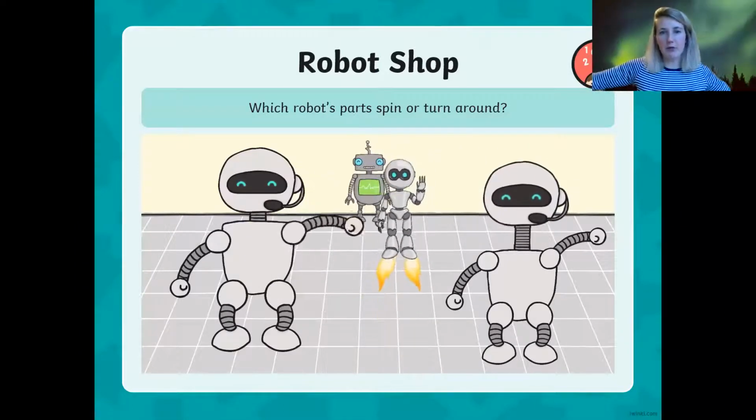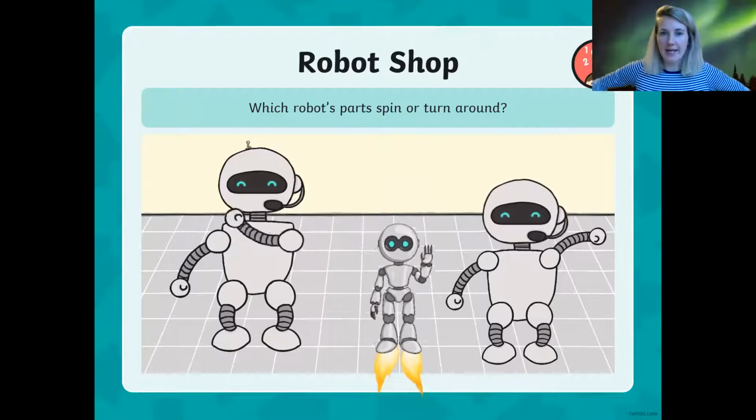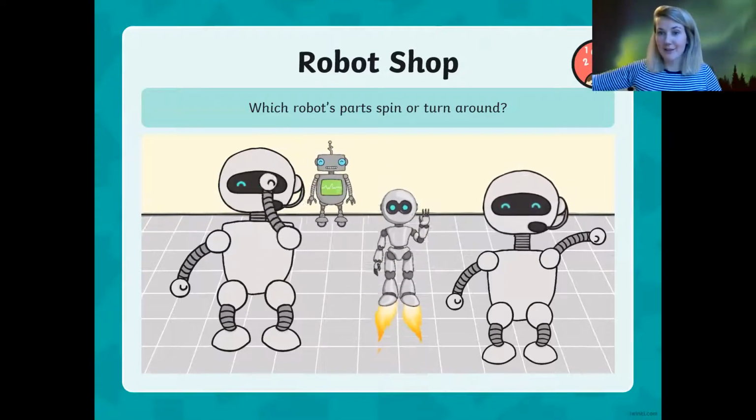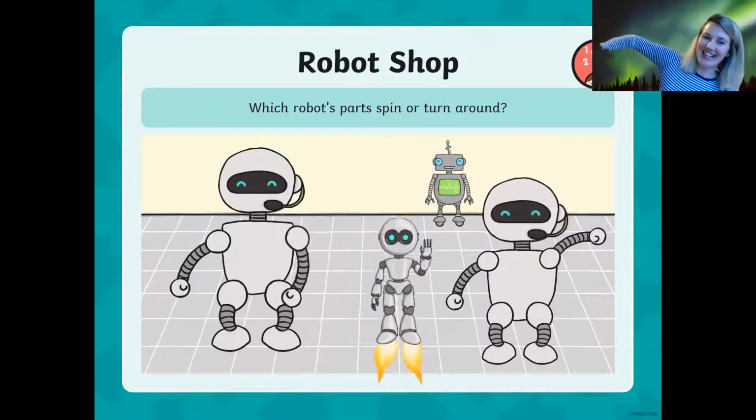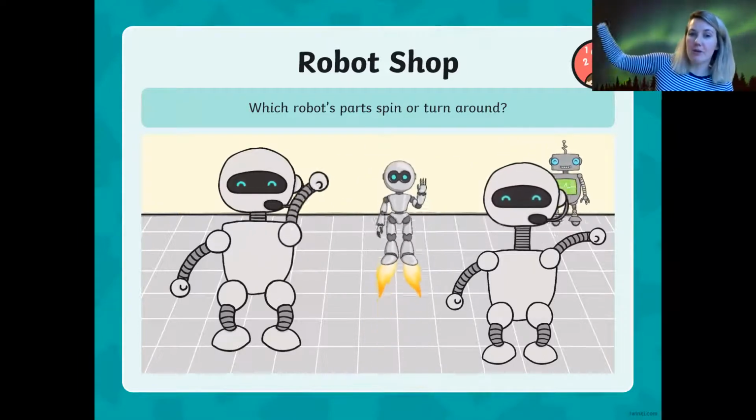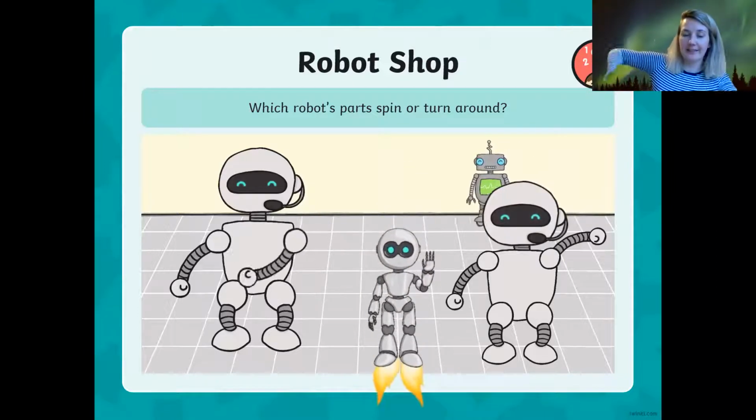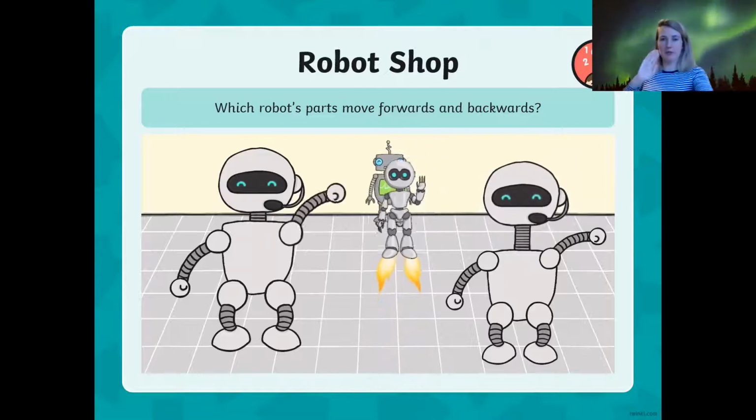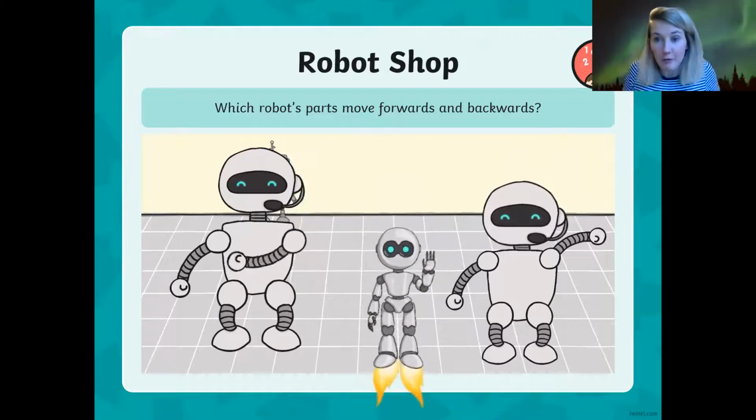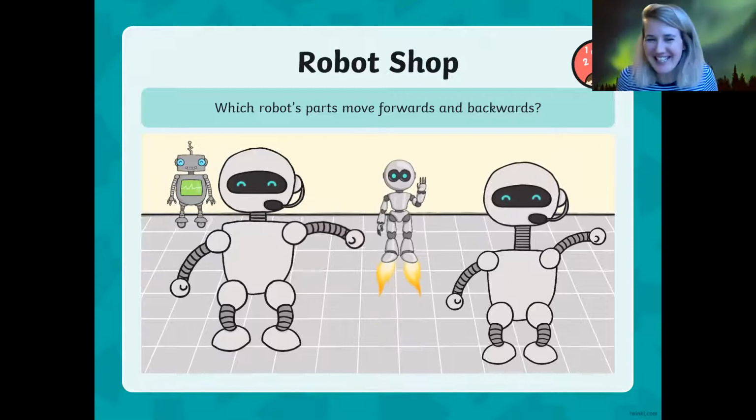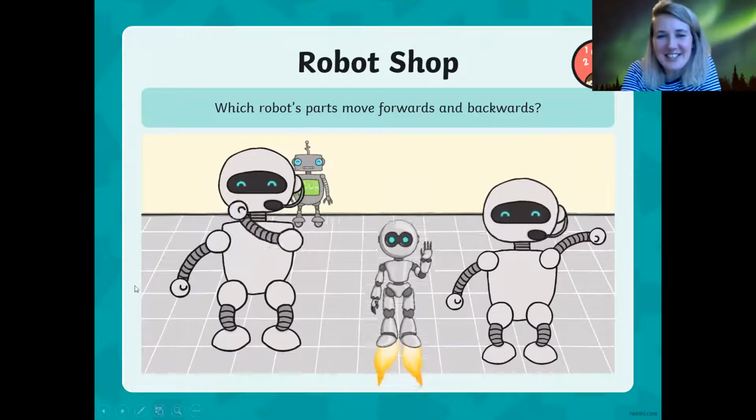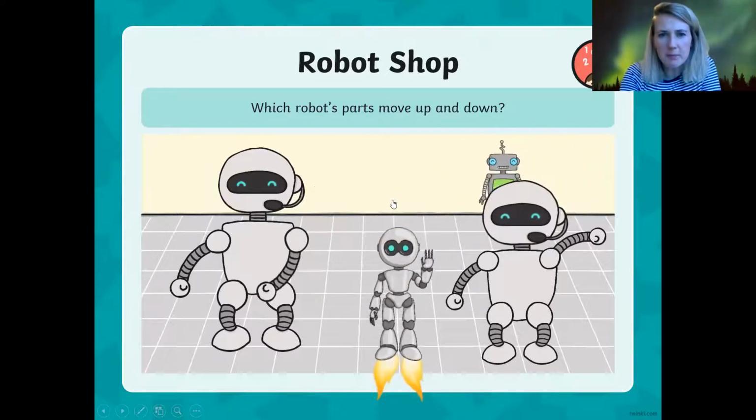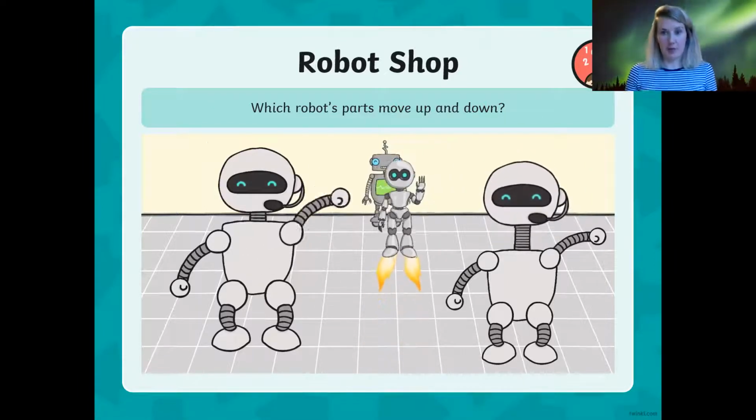Which parts of the robot spin or turn around? Can you see? Which one's turning? I'm doing it. Can you do it? It's the arm. The robot's arm is spinning. Okay. Which part of the robot is moving forward and back? So forward and back. Forward and back. It's this one now. Can you see in the middle? Yeah? Good.